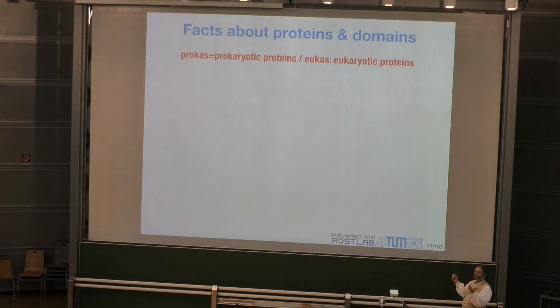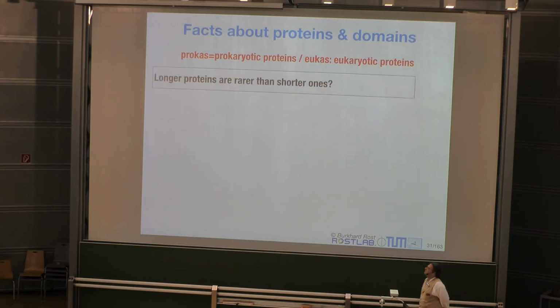Yeast, so baker's yeast or brewer's yeast, what you get in the Bavarian beer, is in fact a single-celled eukaryote. And all the other animals are eukaryotes, those are bacteria. They don't have a core, those do have a core. The core contains the DNA.